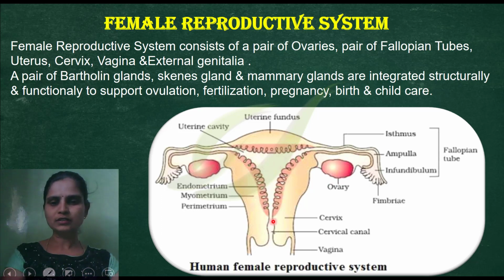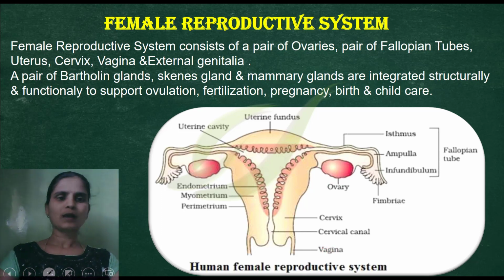Below the uterus, this is the cervix region. And then below that we can find the vagina. Different parts of the vagina are called external genitalia.